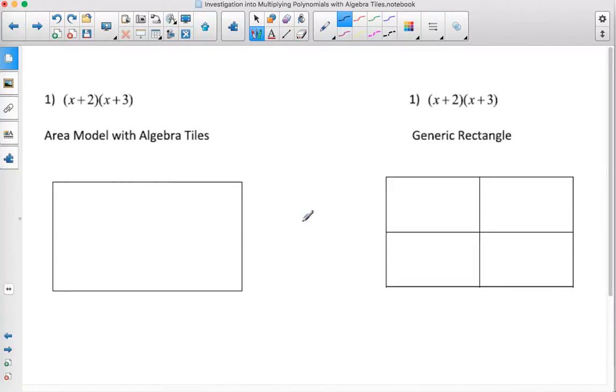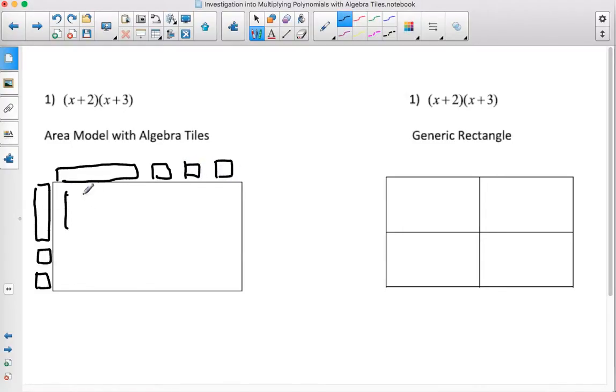Okay, once everyone has a copy, for example, this first one says, I want you to use the area model with algebra tiles to show me x plus 2 by x plus 3. So here that means this is going to be something like x and then plus 2. So there's my first dimension. Now I have x and then 1, 2, 3.